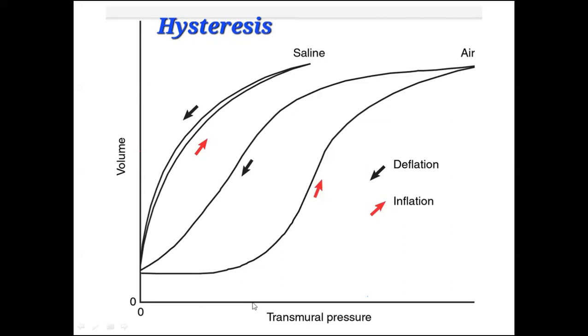Now you tell me what is the volume on the deflation limb and what is the volume on the inflation limb. More in the deflation limb, sir. Yes. So where is the compliance? More in deflation. Now you understand what I'm telling. Yes, sir. That is called hysteresis.